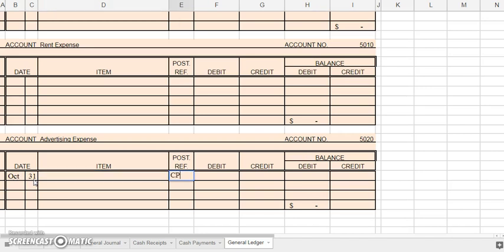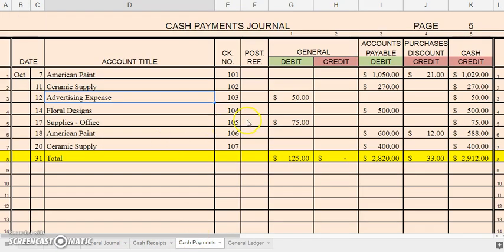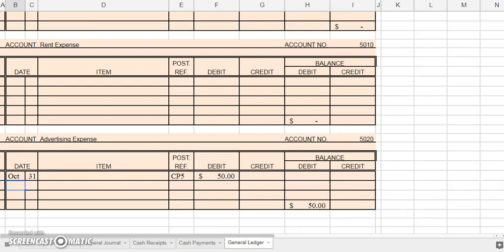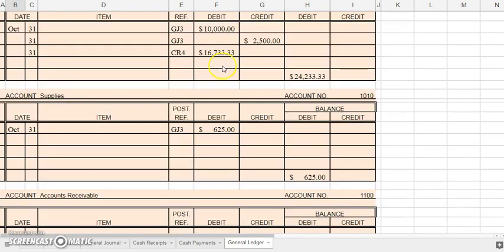This is the cash payments journal, right? And cash payments, page 5. And it was a debit of 50 bucks. Okay. And then I have got one more. I've got a $75 debit in the supplies ledger, excuse me. So I'm going to go all the way up here to supplies. Cash payments, page 5. And this one was a $75 debit.